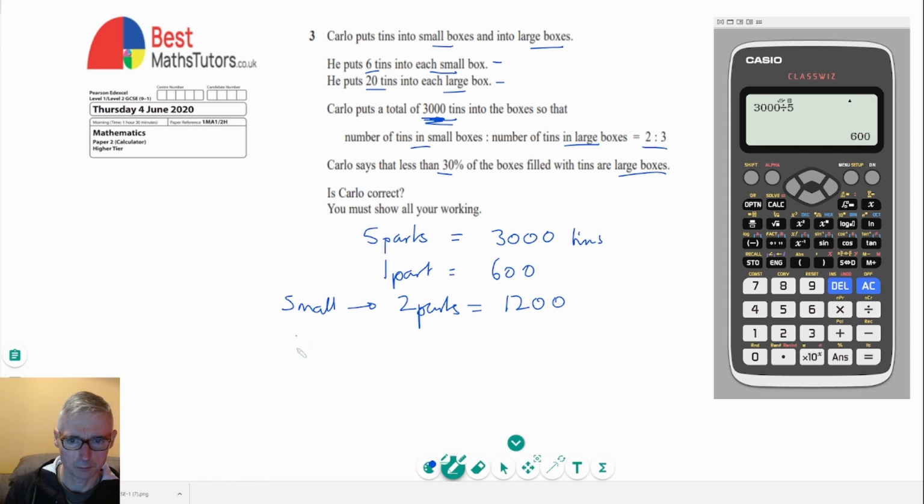And in the big boxes, that's the 3 part of the ratio. So we know that 3 parts is going to be 3 times this 600. So 3 times 600, which is going to give me 1,800.